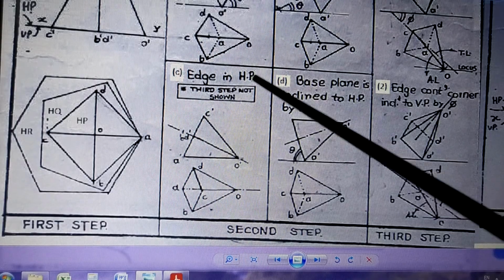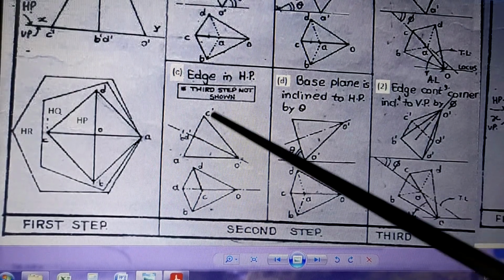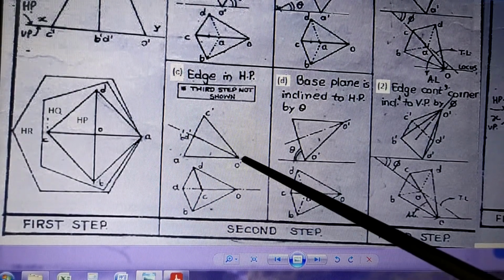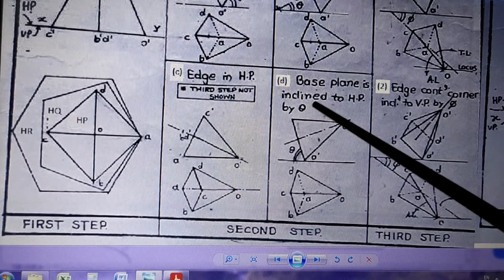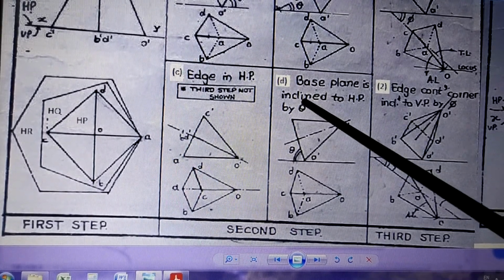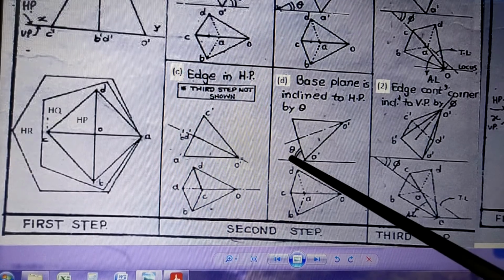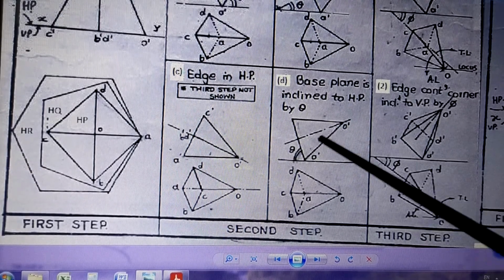Then the next is edge in HP. The entire edge is in HP, that means on the XY line. Then the next is base is inclined to HP by theta. So you can see base is inclined to HP by theta. This is a new position according to the top view.